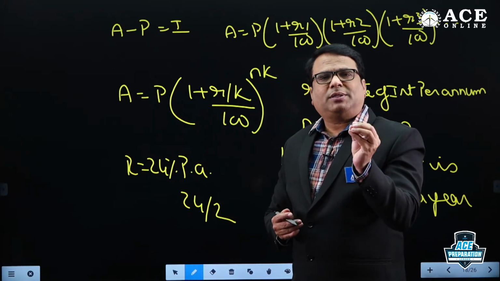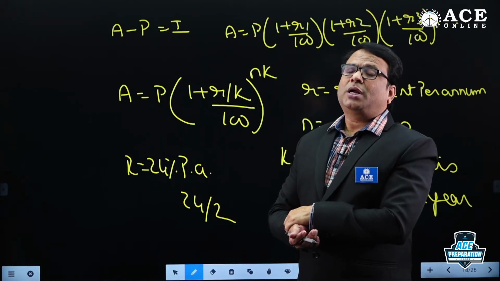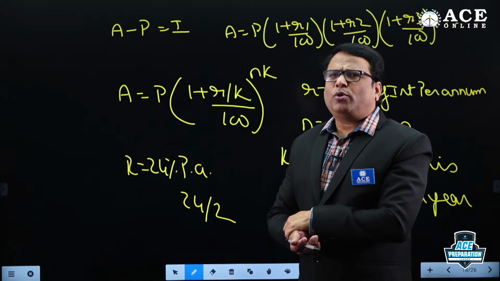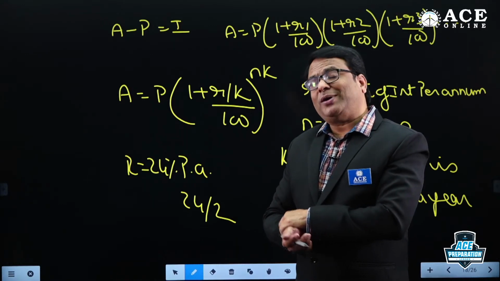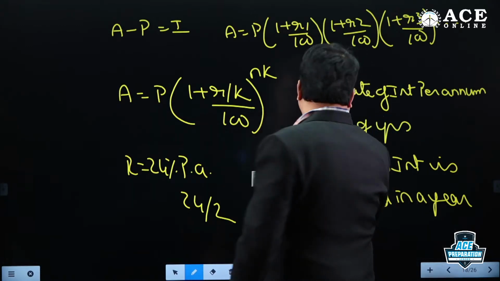So what is that method that we need to focus upon? Please concentrate on how to calculate compound interest directly. I will take 2-3 examples, not just one.